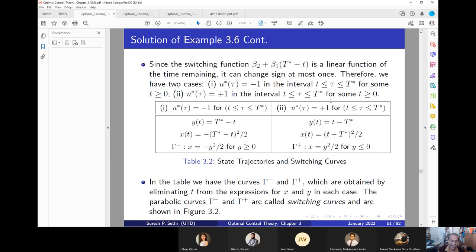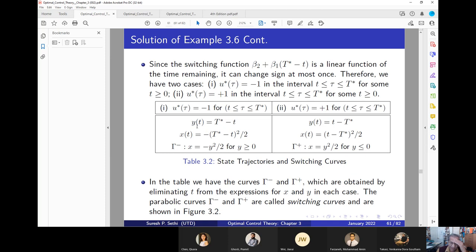Whatever T star is, we will find that later. But we're trying to say that we are there at T star, and we are arriving there with this control. If we arrive with this control, we can solve the problem in this interval. To solve it, we get y(t), because y dot is u, and u is minus 1, so y(t) is t star minus t.